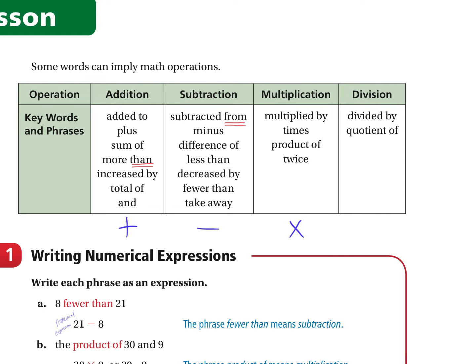And then division is pretty simple. Generally, quotient is the one that students forget. The quotient is the answer to a division problem. The reason I underlined these two here, than and from, is that these are the ones that students generally slip up on. So let's look at those two examples specifically.